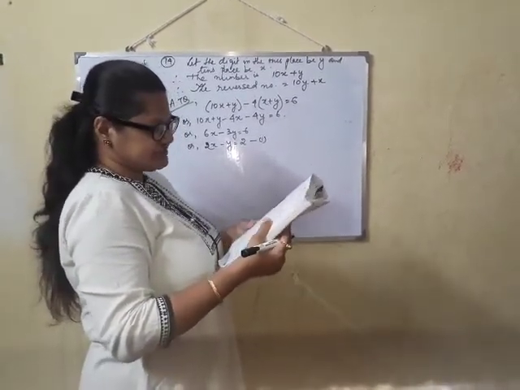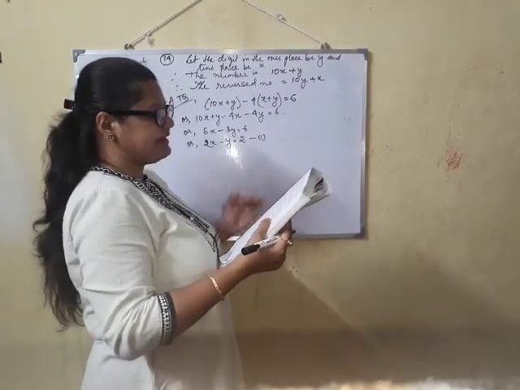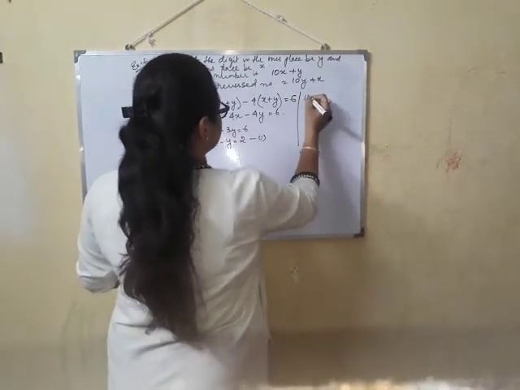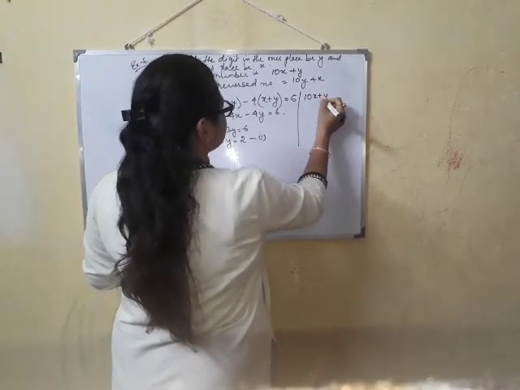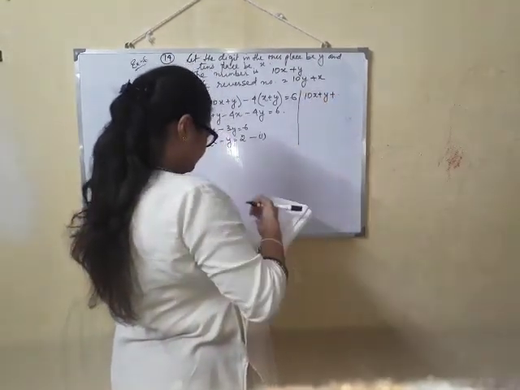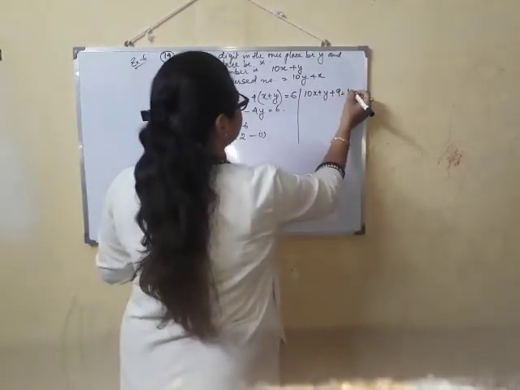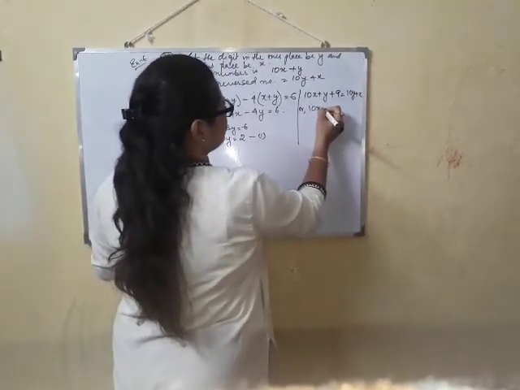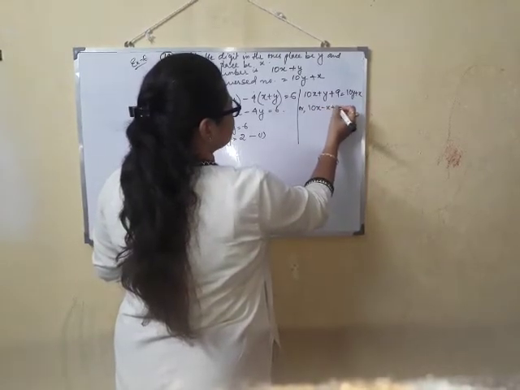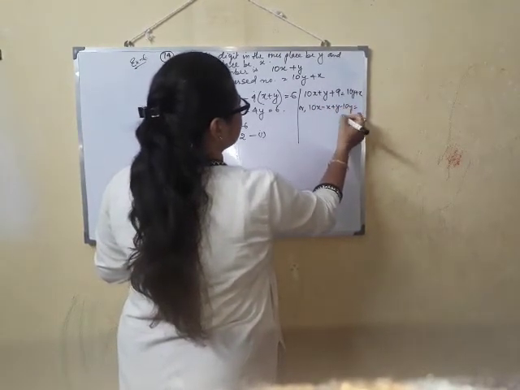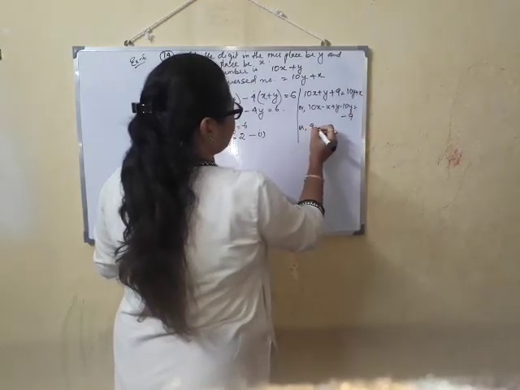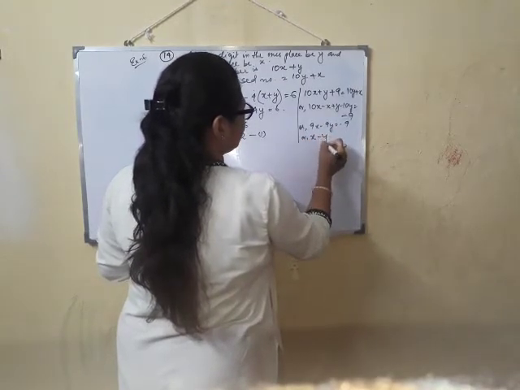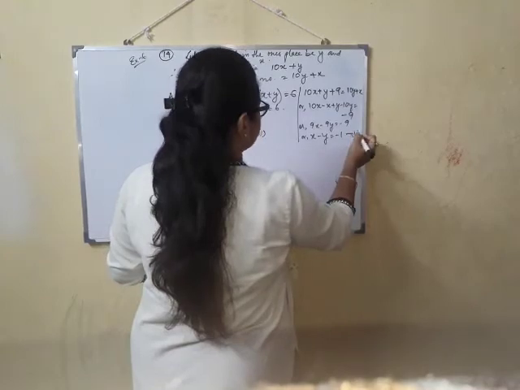The next condition states that it is increased by 9 on reversing the digits. So the second condition states that this number will be increased by 9 if the digits are reversed. So what do we get from here? 10x minus x plus y minus 10y equal to minus 9, or 9x minus 9y equal to minus 9, or x minus y equal to minus 1. This is our second equation.